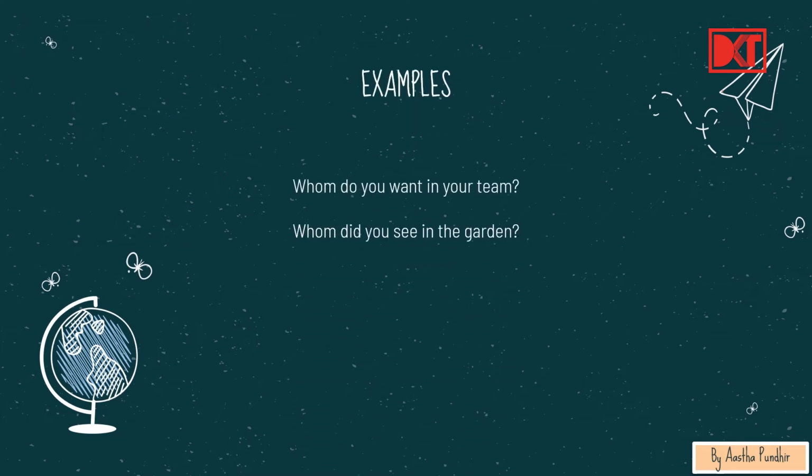Here we have, whom do you want in your team? So here we are asking whom do you want in your team, and the answer will be as an object. So like I want Ria in my team. So Ria is the object here again. So we are asking about a person, but that person forms the object part of the sentence. Next, whom did you see in the garden? Again asking about the person and the object. Alright.